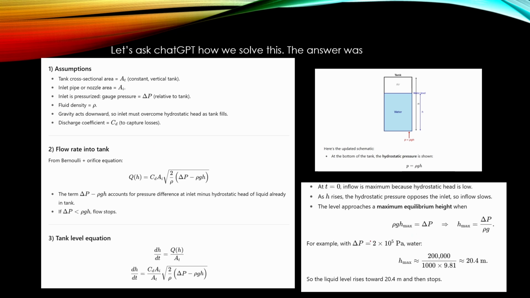Here is an example calculation. If your pump outlet pressure is 2 bars, the maximum height of the water column is around 20 meters. Then the process will stop.